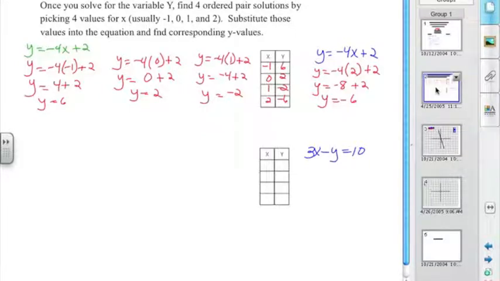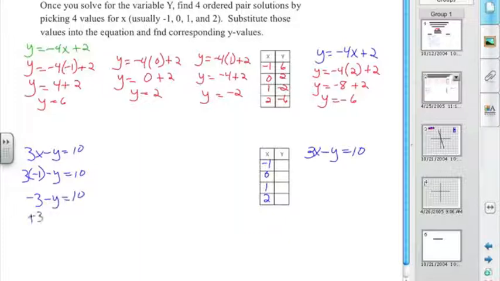So going back to this original problem, we are going to solve the other equation, 3x minus y equals 10. We will pick the same values for x. Substituting in the first value, 3 times negative 1 minus y equals 10. That's going to be negative 3 minus y equals 10. We're going to add 3 to both sides. The 3's cancel out. We have negative y equals 13. And when we move the negative sign over to the answer, y equals negative 13.